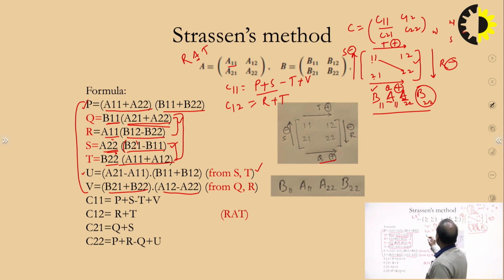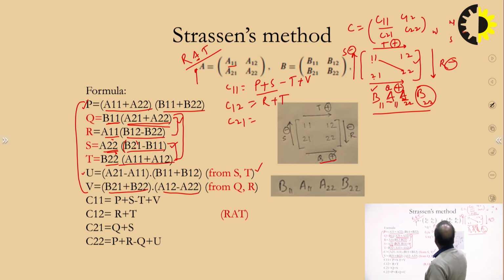Now the next one is C21. Just assume that the R is going in one house before, right? So before R is Q, and before T is S. So this is going to be Q plus S. By this assumption that R has not entered the correct house, it has entered one house before.